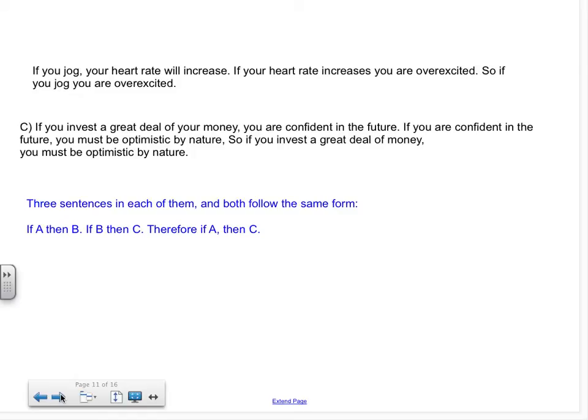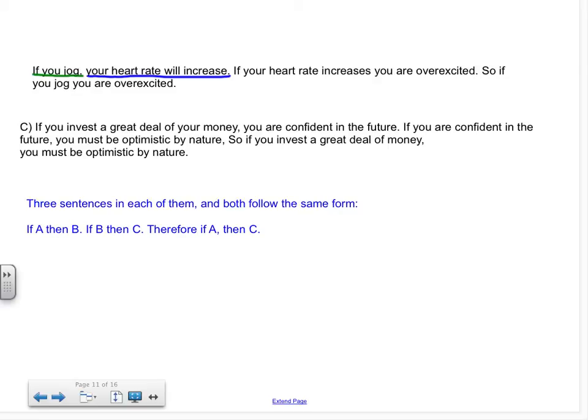So the first idea in this argument is jogging. If you jog, your heart rate will increase. So we'll break this down into color codes. So the second idea will be blue. The first idea was green. So if you jog, your heart rate will increase.